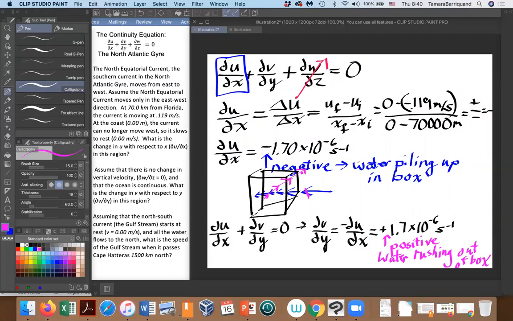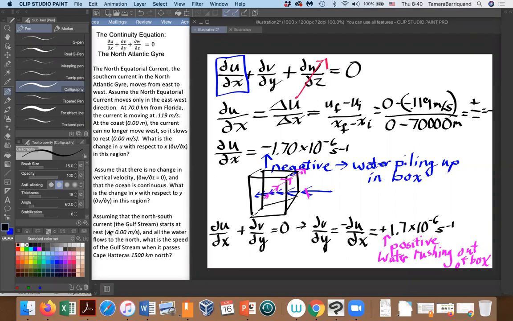All right, so now let's go ahead. We've answered the second question too. We figured out what is the change in v with respect to y, dv dy, in this region. And we saw that dv dy is positive 1.7 times 10 to the minus 6 per second. All right, let's look at the next part of the question.